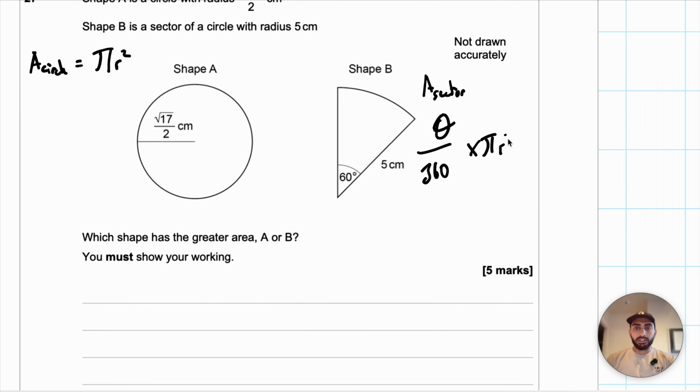So that's the formula for area of a circle. All we're doing here, we're finding the fraction of the circle that we have and we're multiplying it by the formula for area of a circle.